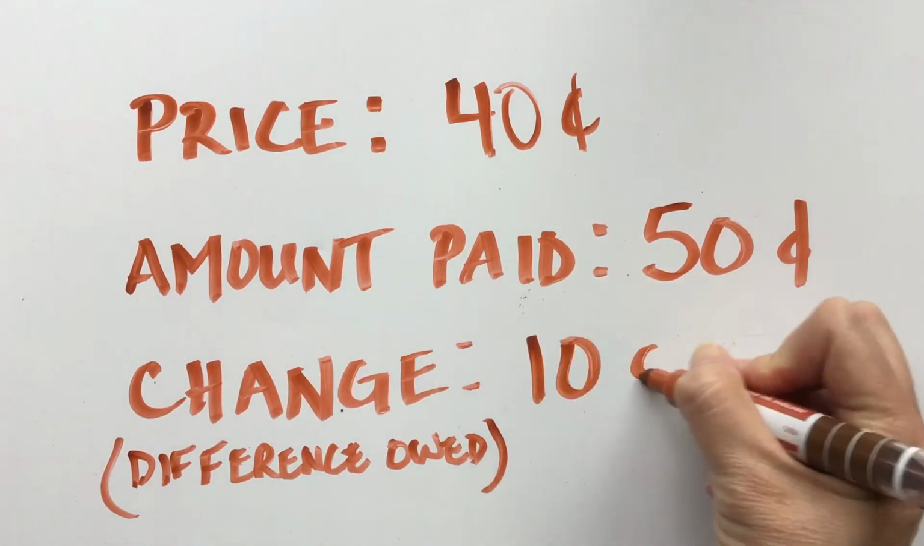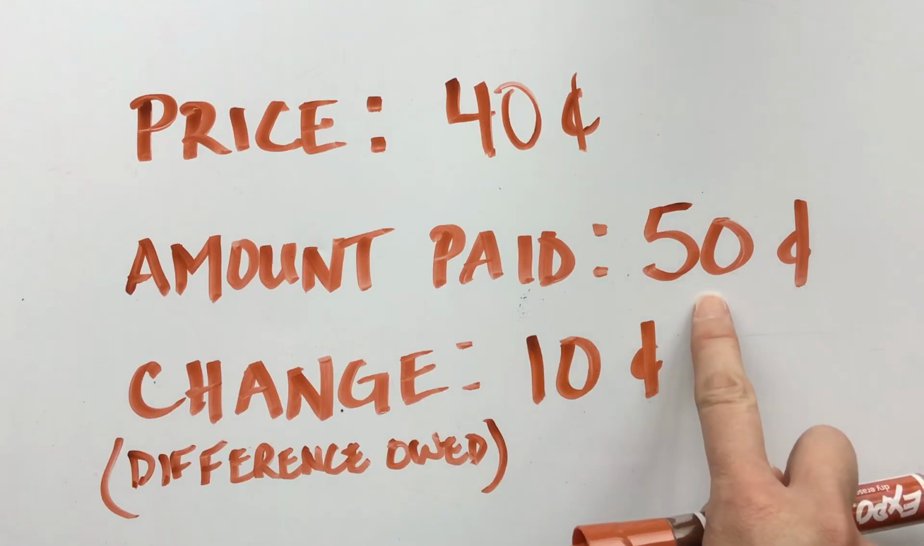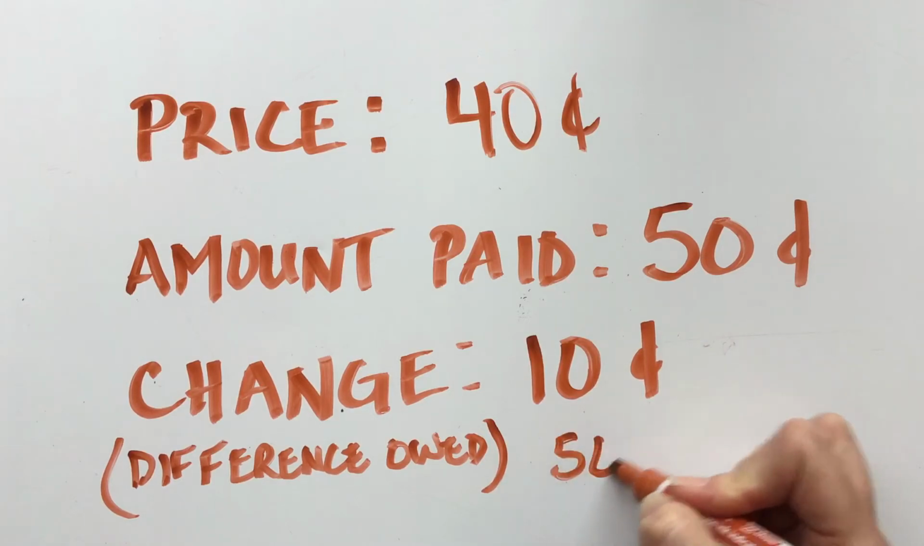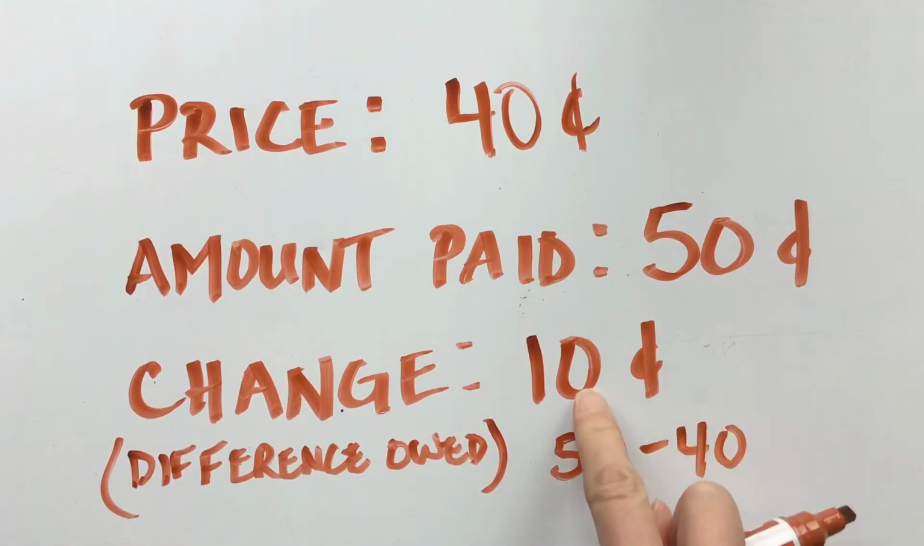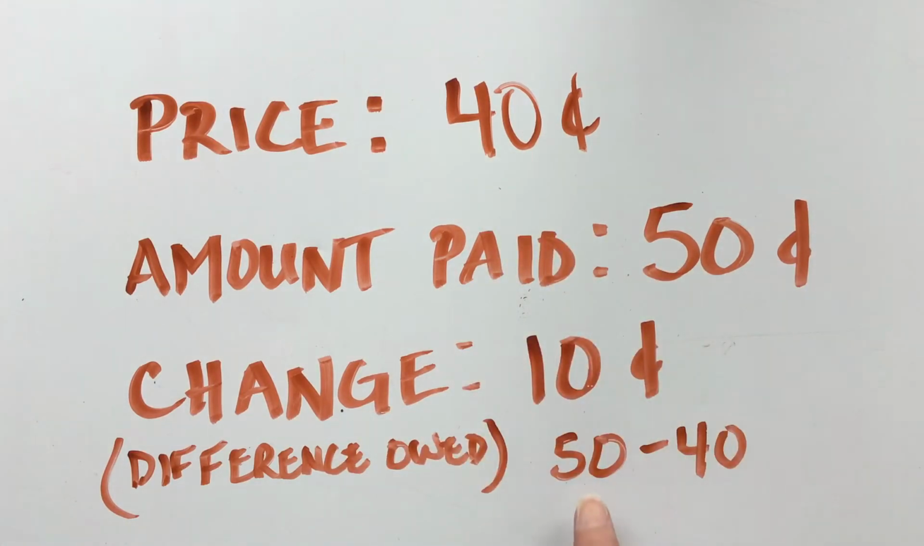10 cents. Okay, another way to have done this was what? What could I have done? Well, I can go 50 minus 40. So again, I could have done 50 minus 40 to get my answer. So number 1, you can count in your head. Put 40 in your head and count up to 50. Number 2, you can just do the subtraction. 50 take away 40, and that will give you your change or your difference owed.